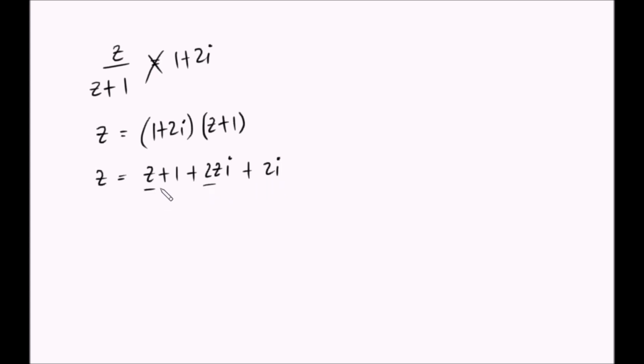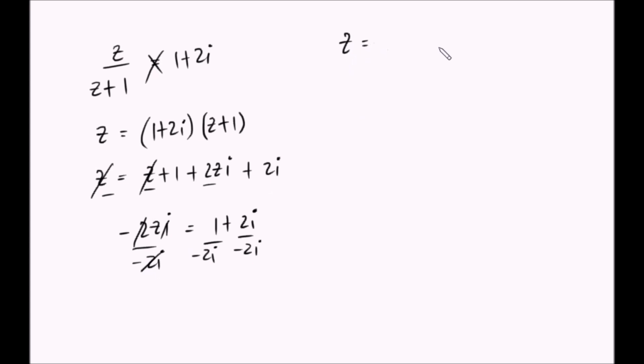So all these that have Z, bring them on one side. By the way, this minus this is 0. So here we just have negative 2Zi is equal to 1 plus 2i. So if I divide by negative 2i everywhere, I remain with Z is equal to negative 1 over 2 times 1 over i. Okay, minus 1. So this i here in the denominator, in order to remove it, I just times by i over i.